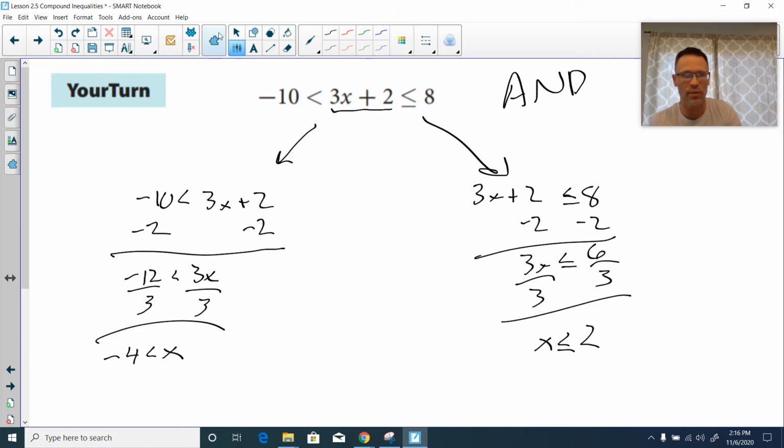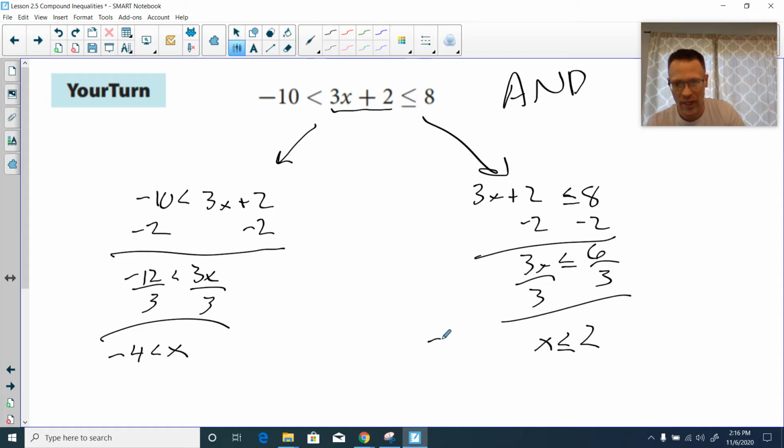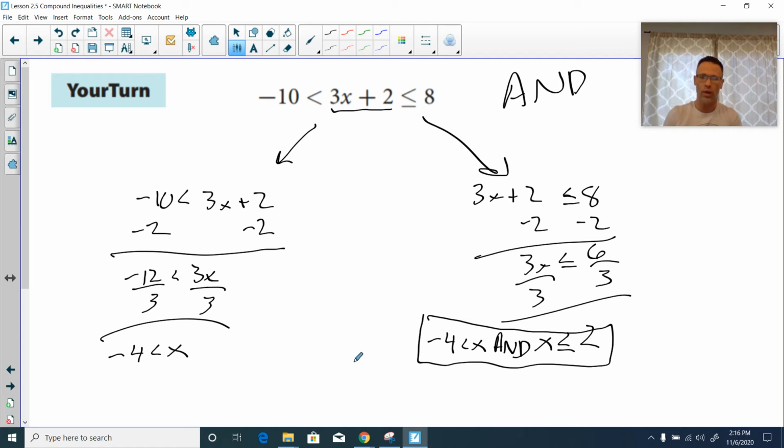I now have to put them together with the word "and." What I'm going to do is, no, I can't do that. Here's what I'm going to do. I'm just going to write negative 4 is greater than x, and now put the "and" word in between. So this is my final answer, okay?